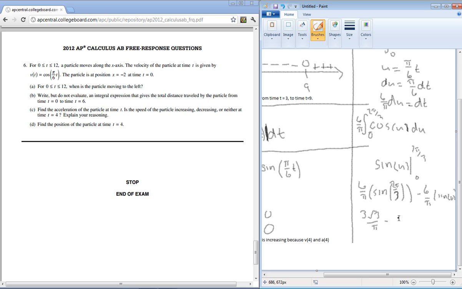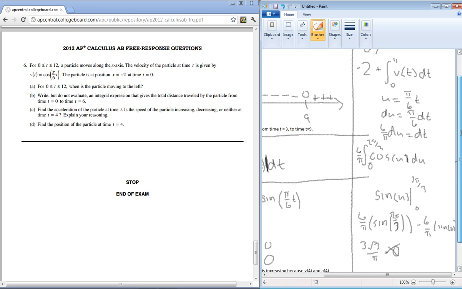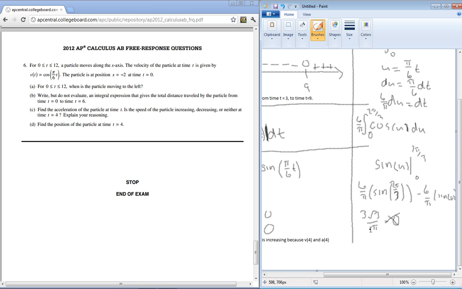Minus sine of 0 is 0. So that's easy, that just says 0. So that minus that is just this. But don't forget this. See, now this is how much it went, like the miles it went. So we have to do negative 2 plus this, which is a disgusting thing to look at.